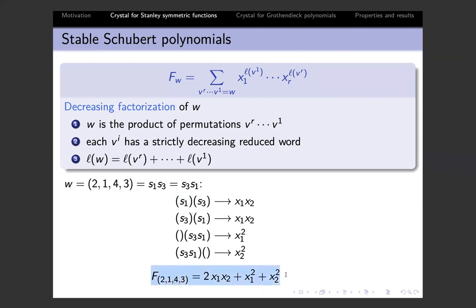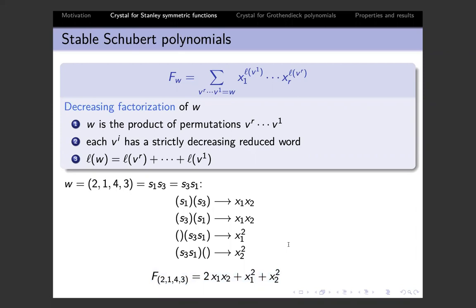And therefore, my Stanley symmetric function, if I assume that I only allow two factors, then this would be given by the polynomial 2x1x2, because there are two factorizations that give me an x1x2. And then I have one factorization that gives me an x1 squared, and one that gives me an x2 squared.